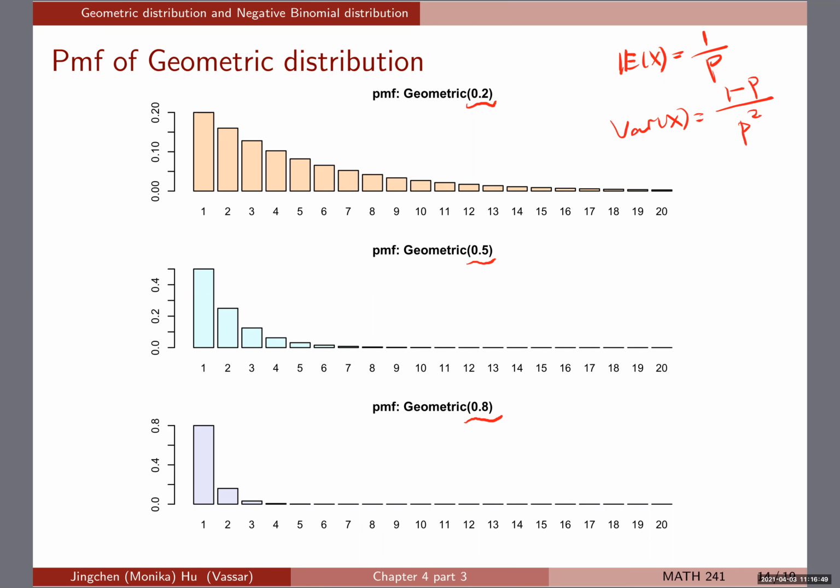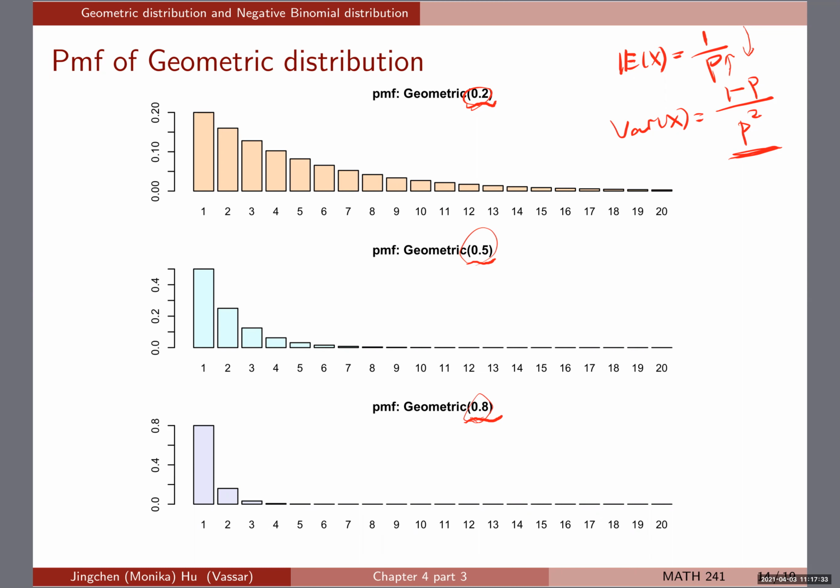Overall, if we plug in those values, we can see why the tail is getting shorter: as p increases, the variance decreases, and the mean is decreasing as well. That's why we see a shorter tail as p increases, and the mean is more concentrated on smaller values of X. Intuitively it also makes sense, because p is the success probability, and X is the number of trials that you have to do until a success happens.